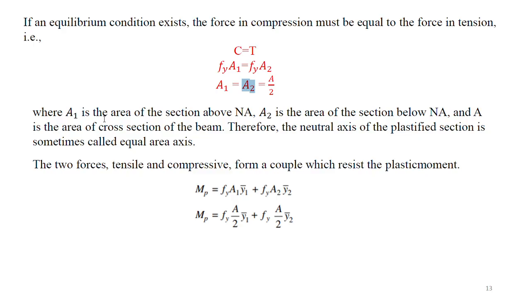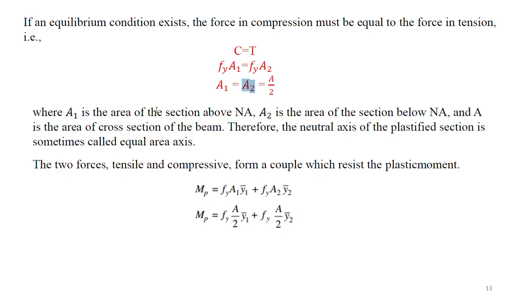Actually it is not the neutral axis, it is the equal area axis. A2 is the area of the section below the equal area axis, and A is the area of the cross section of the beam. Therefore, the neutral axis of the plastified section is sometimes called the equal area axis. This is regarding the equal area axis.